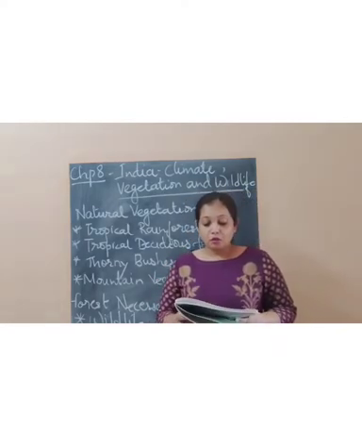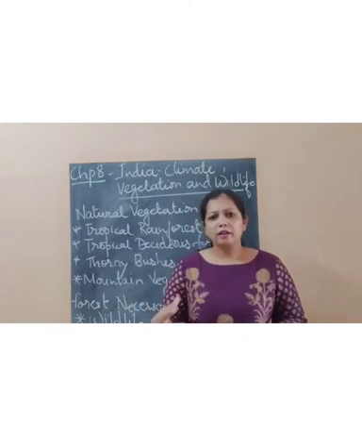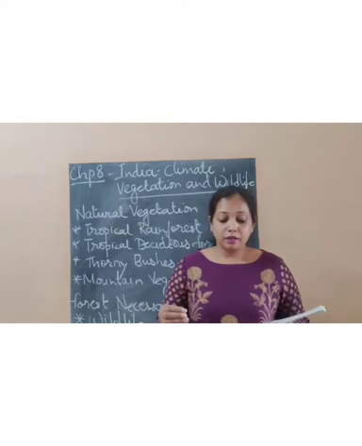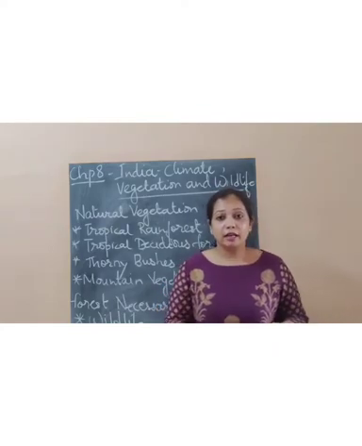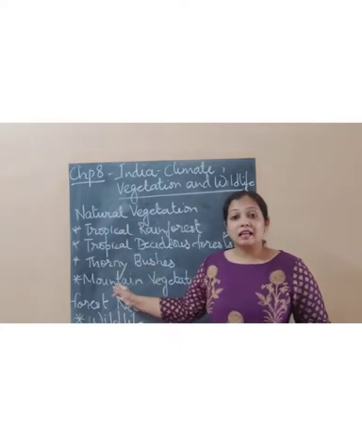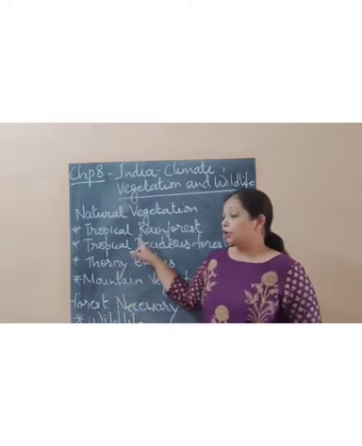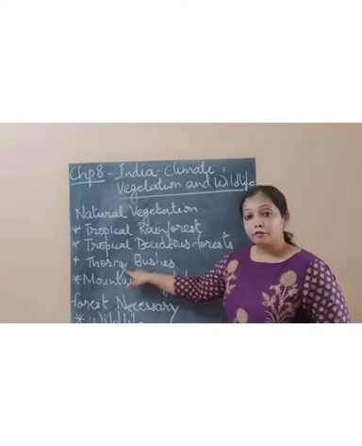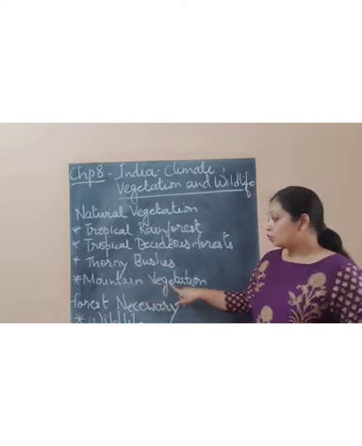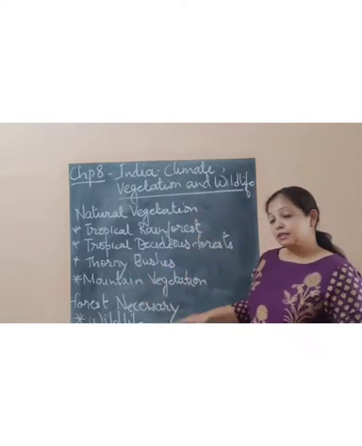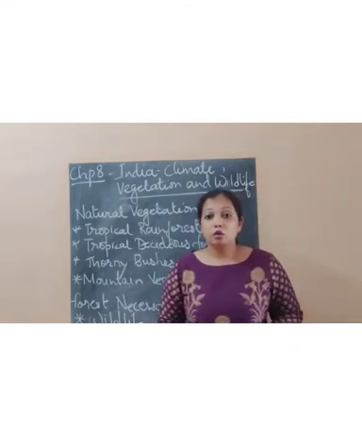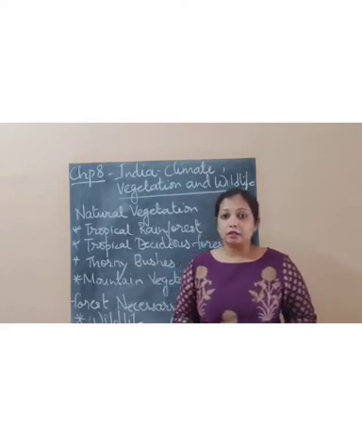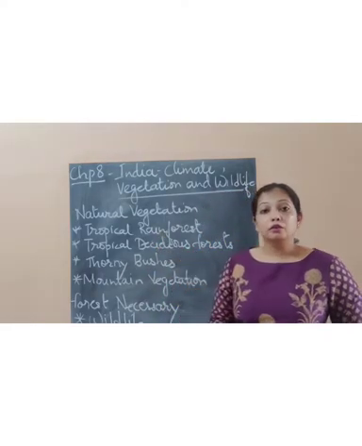Due to the wide range of climatic conditions, the Indian vegetation can be divided into these categories: the tropical rainforest, the tropical deciduous forest, thorny bushes, and mountain vegetation. All these types of vegetation depend on the climatic condition. So let's start with the very first, that is the tropical rainforest.